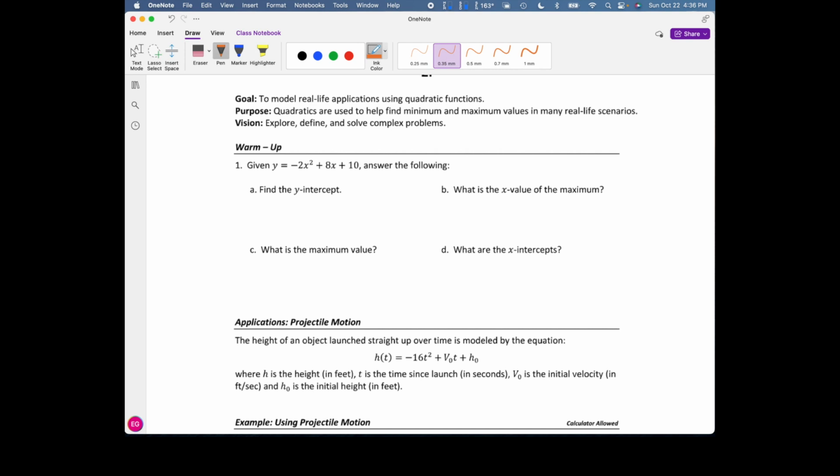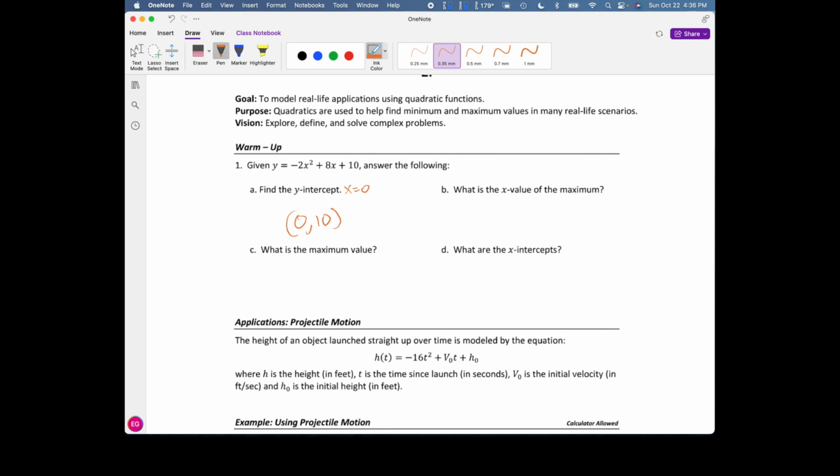So the y-intercept we know happens whenever x equals 0. So if I let x equal 0 up here, I'm going to get a value of 10. So the y-intercept is just going to be (0, 10). So we like standard form for that reason. It's really easy to give us the y-intercept.